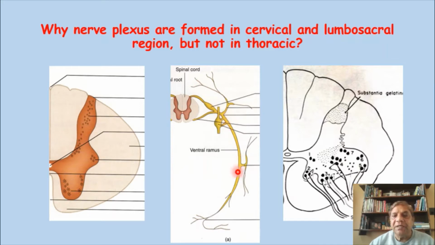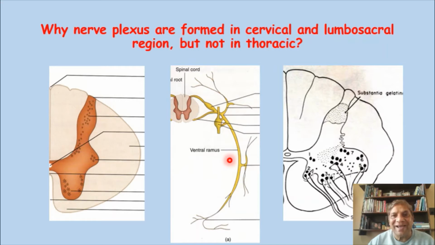Then it also supplies the skin, muscles, joints and tendons present on the anterior or ventral and lateral aspect of the body, from T2 to T12, including the muscles present in the intercostal spaces. And the spinal nerves arising from segments T2 to T12 don't form any nerve plexus.